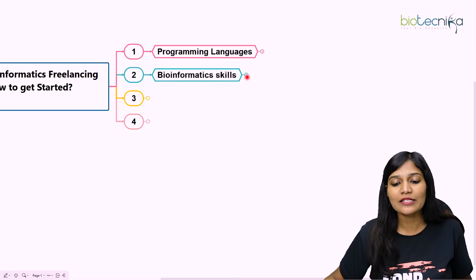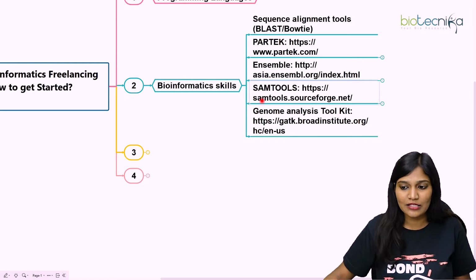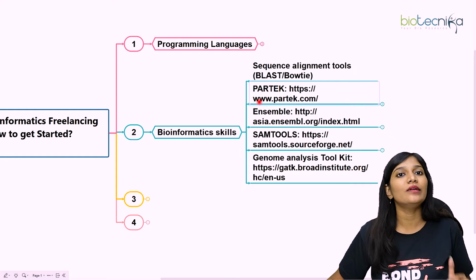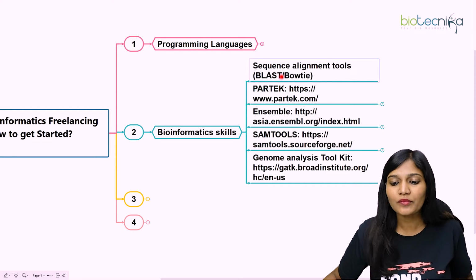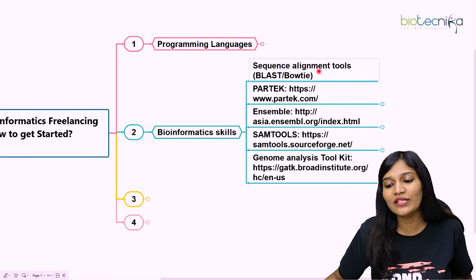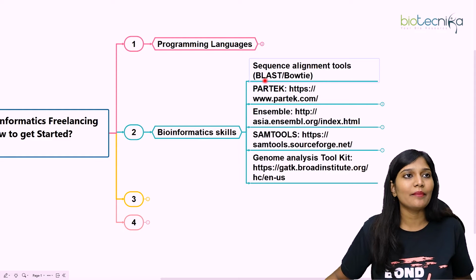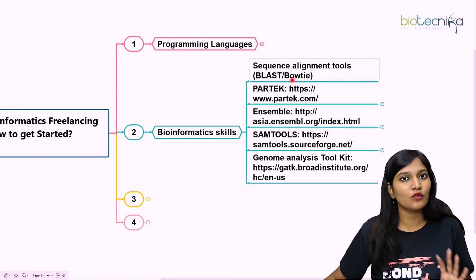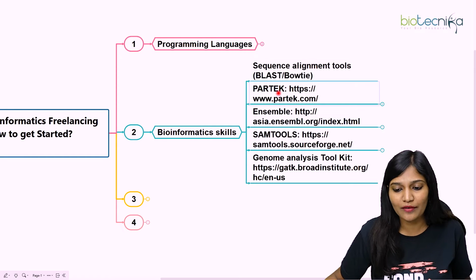The second one is bioinformatics skills. Since it is going to be freelancing, not only programming skill is going to help you. Here you need to know a sequence alignment tool, for example BLAST or BLAT. If you know any of these things, then it is good enough to go for.